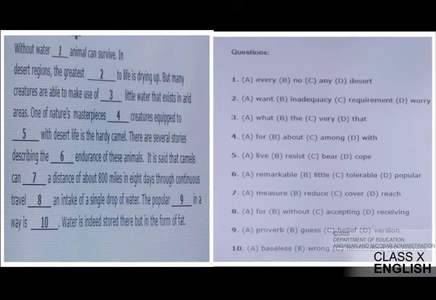Then let us look at option 8, for, without, accepting and receiving. So, here it would be travel without an intake of a single drop of water. That means it can walk without taking in a single drop of water. So, it has to be without. Okay.